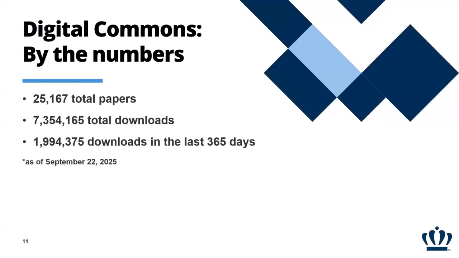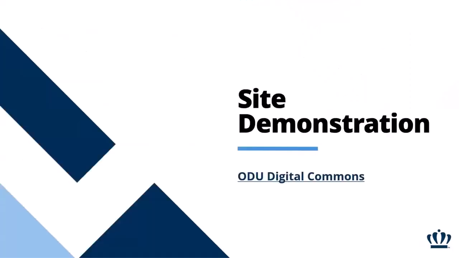This is just a quick snapshot of Digital Commons as of a couple days ago. We have over 25,000 total papers, meaning total works, over 7 million downloads, and almost 2 million downloads just in the last 365 days. So does anyone have any questions before I actually jump to ODU Digital Commons?